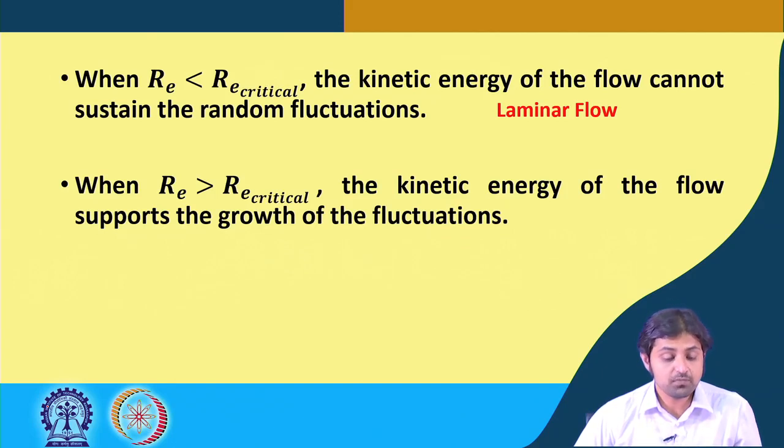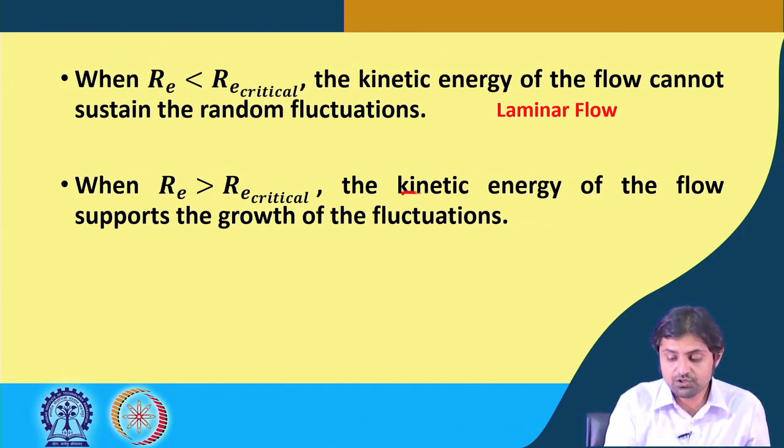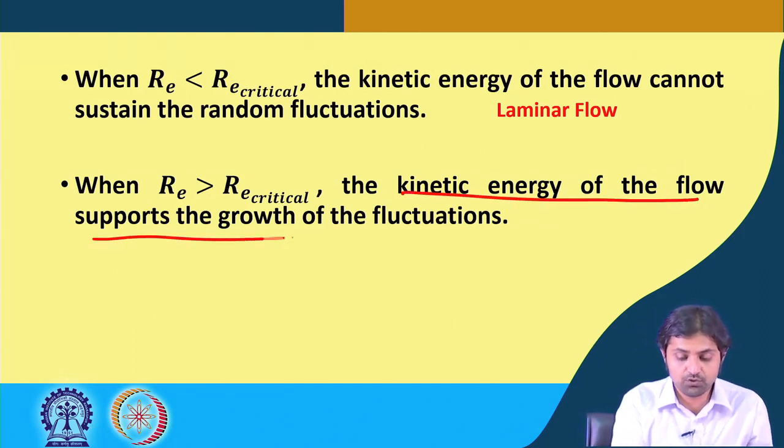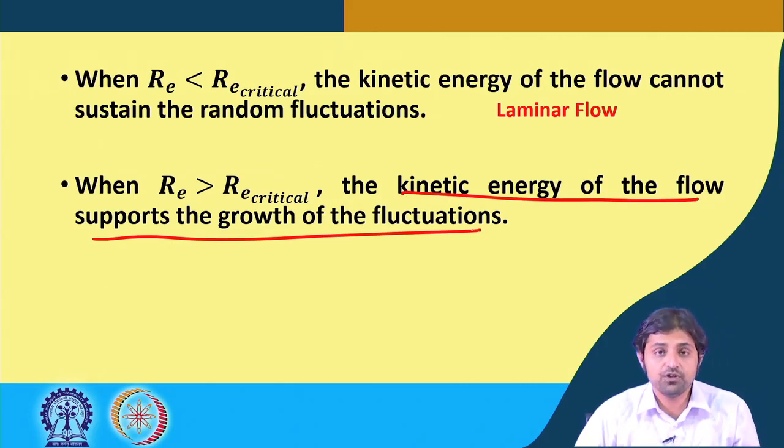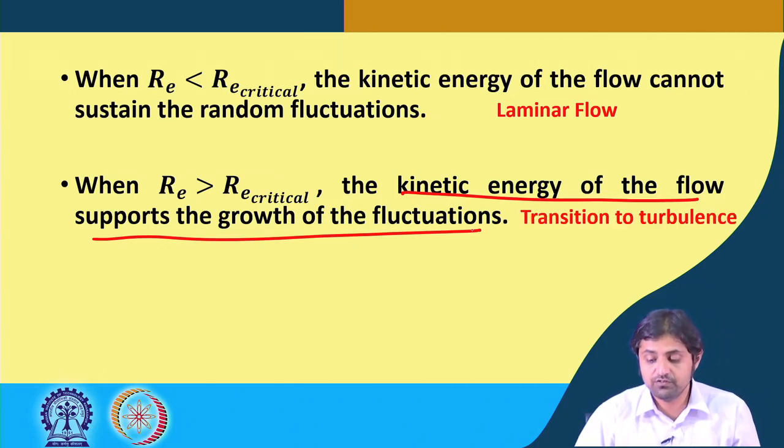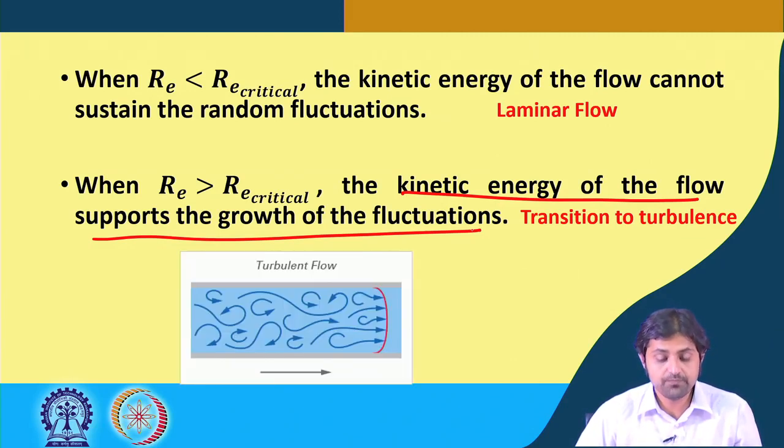When the Reynolds number is more than the critical Reynolds number, for example in pipe flow it was 4000, the kinetic energy of the flow supports the growth of the fluctuation. This is a different way of seeing what laminar and turbulent flow are. That's called transition to turbulence. So it no longer remains laminar. This is how the velocity vectors or the eddies in the flow look. These are turbulent flow.